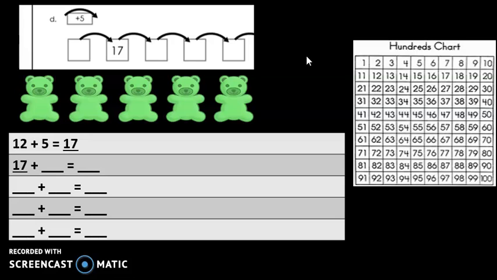Keep working, first graders. Keep going. Figure out your problem. You're going to count by 5. Use your chart here. I'm going to stay quiet and let you continue working. Keep going. Good job.